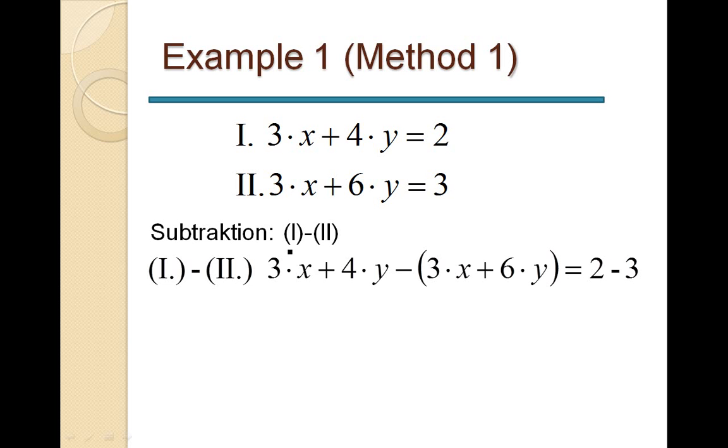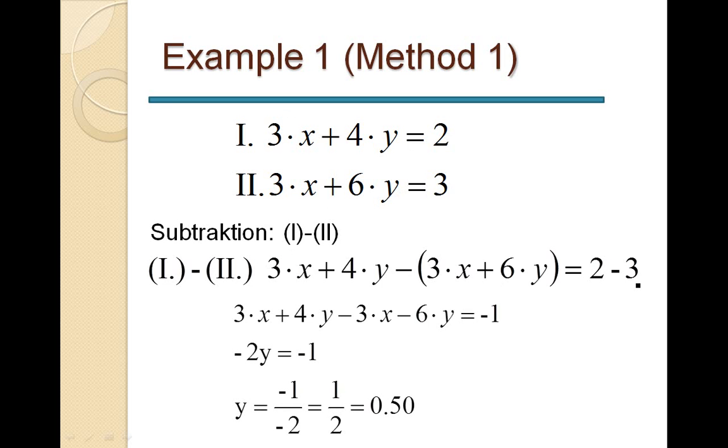So this is what we get: 3 times x plus 4y. This is just equation 1 with the left hand side. We subtract 3x plus 6y, which is just the second equation with the left hand side, and here we have 2 minus 3. Now what does this give us? First of all, we open the bracket, we have to minus 3 to make this minus 3x, and this will change its sign to minus 2y. On the right hand side we have minus 1.